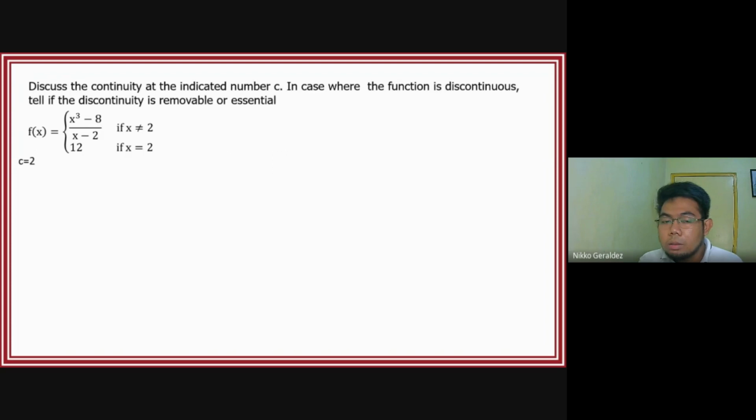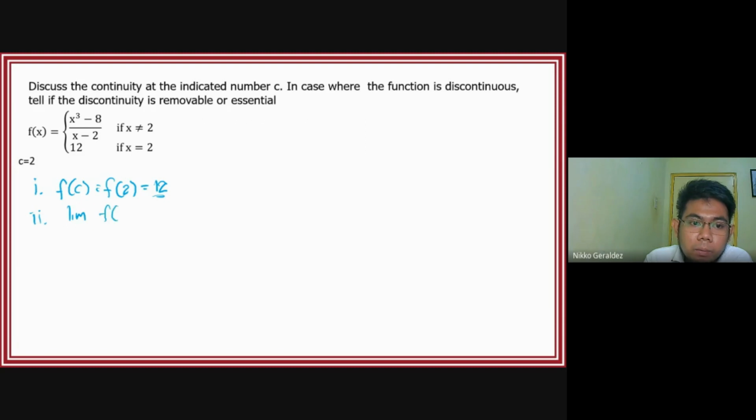Okay. So, unang condition, f of c. Masasatisfy ba? C natin is 2, so hanapin natin what is f of 2. That is 12. Nasatisfy ang condition number 1. May value tayo ng f of c, that is 12. Condition number 2: dapat the limit of f of x as x approaches c exists.